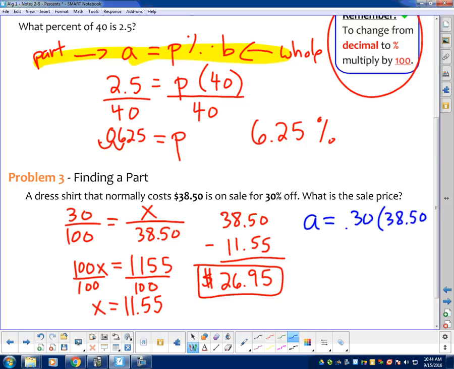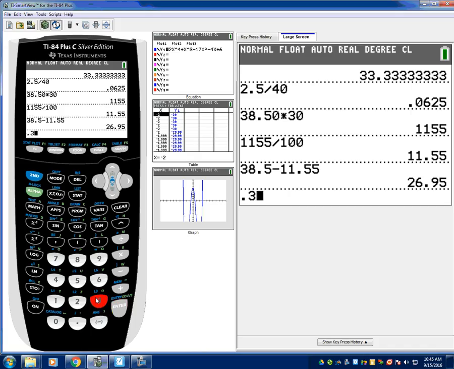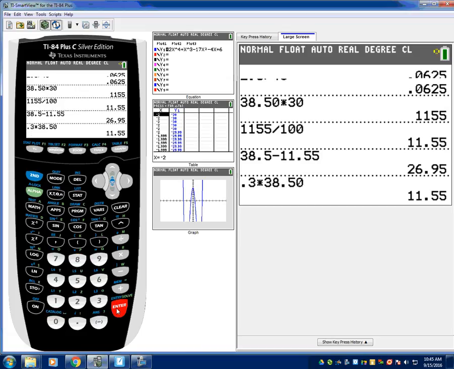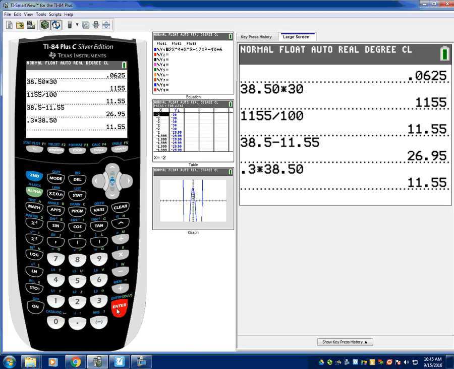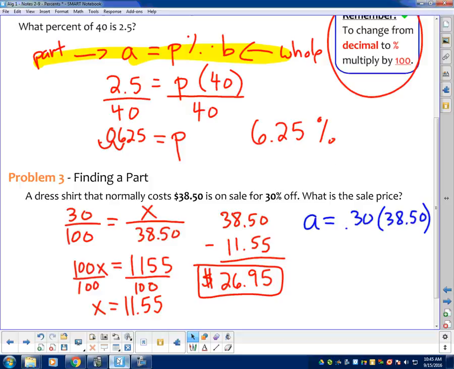This would be a quick calculation on your phone's calculator. So anytime you're shopping, you can just take whatever percent off it is, change it to a decimal, multiply it by the original price. It will tell you the amount to take off. And so in this case, 0.3 times 38.50 equals 11.55. So there's another way to get your 11.55.